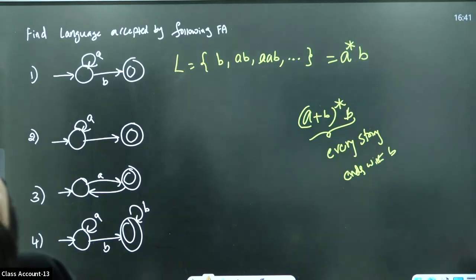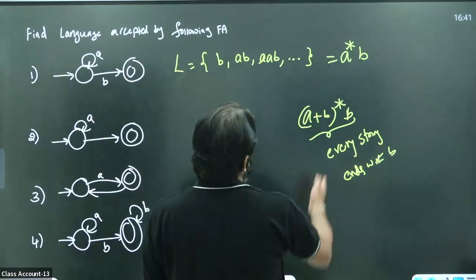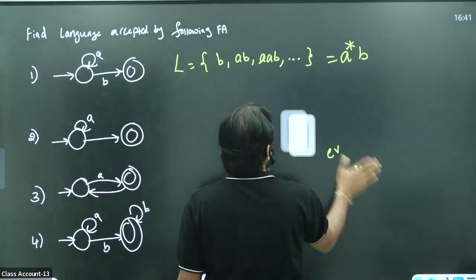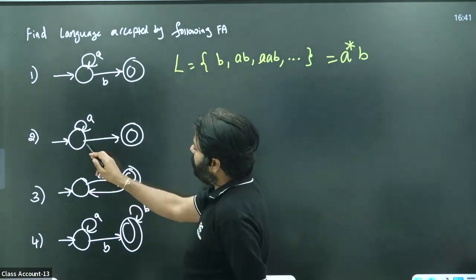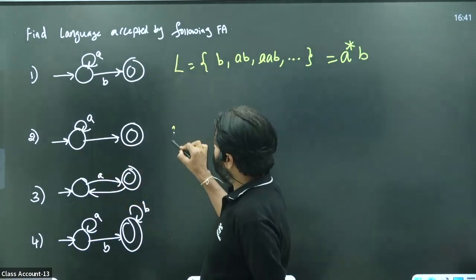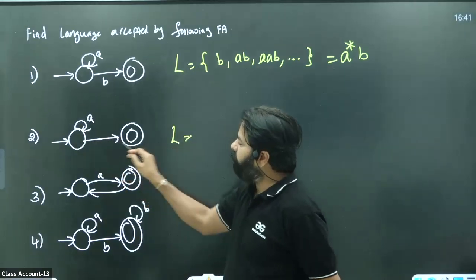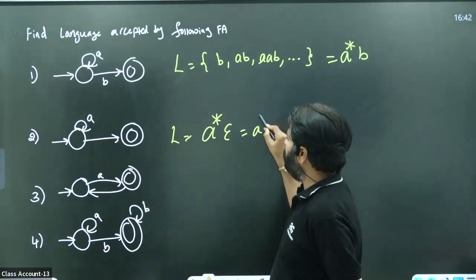Ending with B has only one B, that could be the right answer. Ending with B has only one B, then that can be this one only. Correct. And this one? Here no input is there. When there is no input, what do you mean by it? Epsilon. So the language is any number of A's followed by epsilon. What will you get? A star.